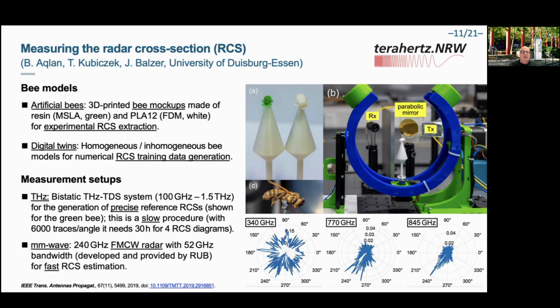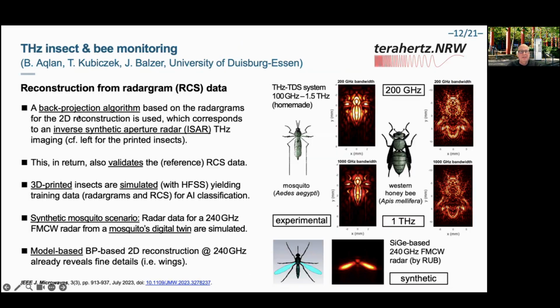So let's start with the monitoring and the corresponding radar cross-section analysis that has been carried out in Jan Balzer's group. So they use artificial bees, meaning 3D printed bee mock-ups made of resin. So these are very detailed bee models, because they are undergoing a stereolithographic additive processing.